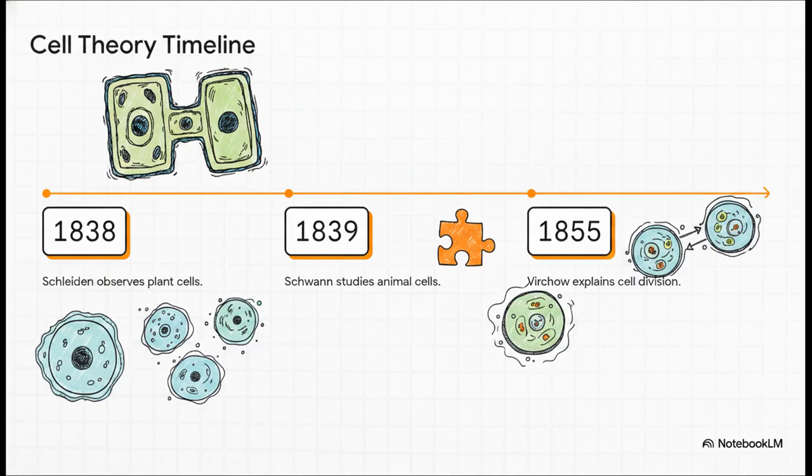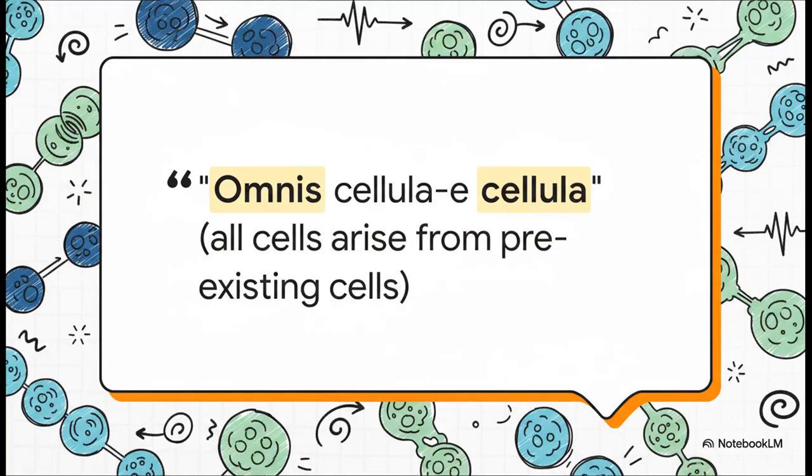Together, they realized both plants and animals were made of cells and cell products, but they couldn't explain how new cells formed. That crucial missing puzzle piece? It was finally placed by Rudolf Virchow in 1855. Virchow summarized this with a catchphrase that became incredibly famous, omnis cellula a cellula, which simply translates to, all cells arise from pre-existing cells. Boom! He gave the cell theory its final shape. Today, we understand that all living organisms are composed of cells, and every single cell alive today came from a previous one. It's this incredible, unbroken chain of life.